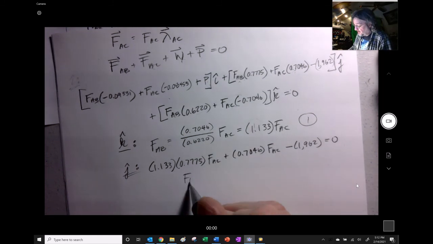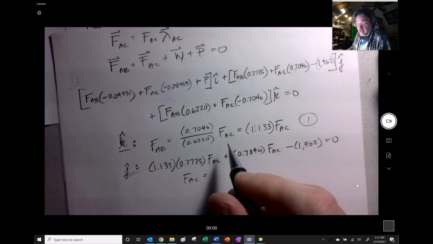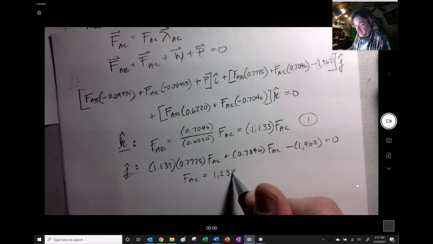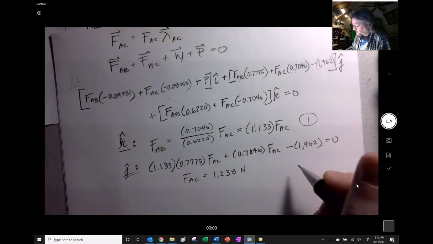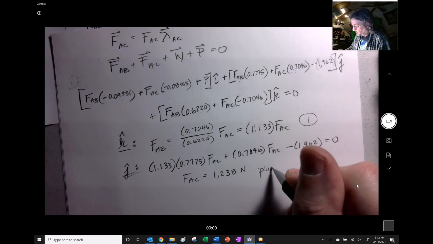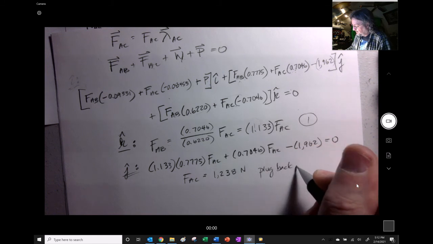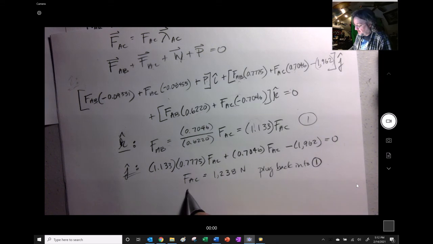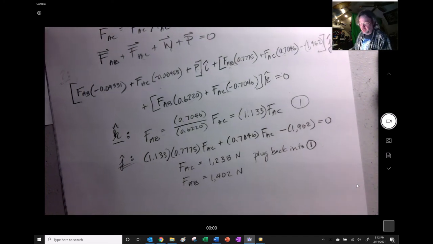So I'm able to find FAC, and that's going to be 1,238 newtons. And I plug back into equation 1, right? And I find that FAB is going to be 1,402 newtons. So now I found the tension in each of these.